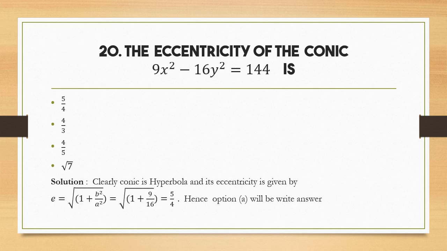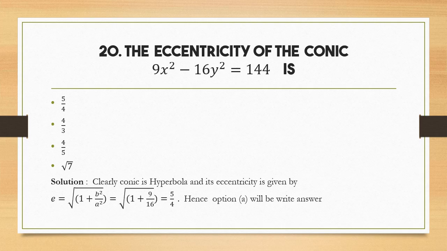In the 20th question, the expected eccentricity of the conics. Partially we can guess it is a hyperbola, and for hyperbola eccentricity is always more than 1. So this is clearly a hyperbola, and the eccentricity is given by, for a hyperbola, e equal to under root 1 plus b square by a square. So what you will do is you will take LCM. So LCM is 144, divide throughout by 144, you get x square by 16 minus y square by 9 equal to 1. So we get x square by 16 means a square is 16 and b square is 9.